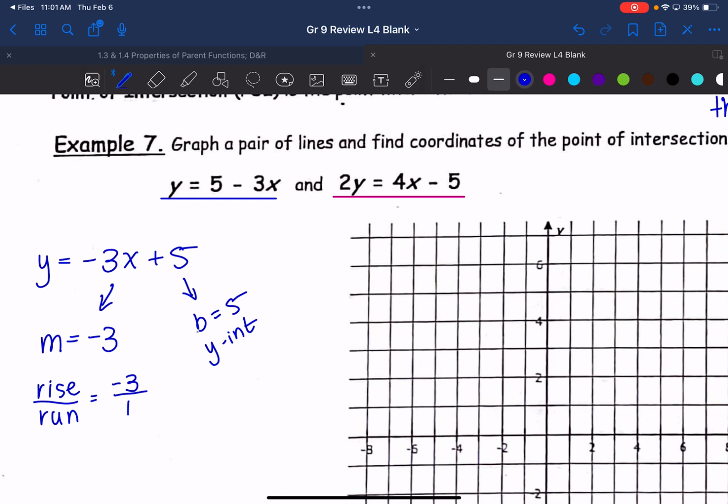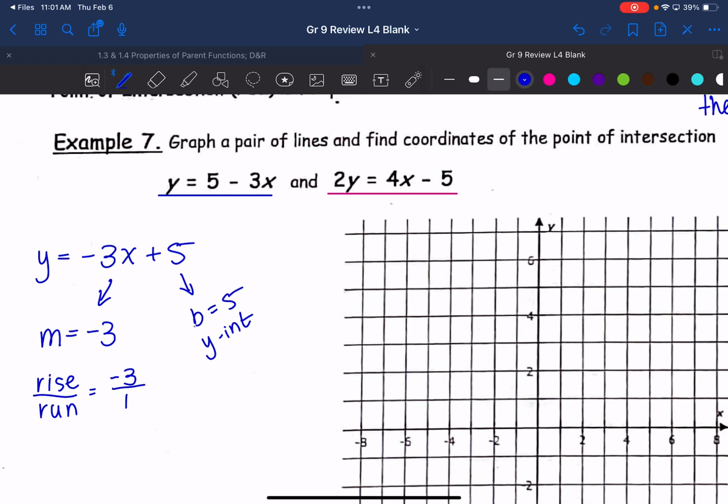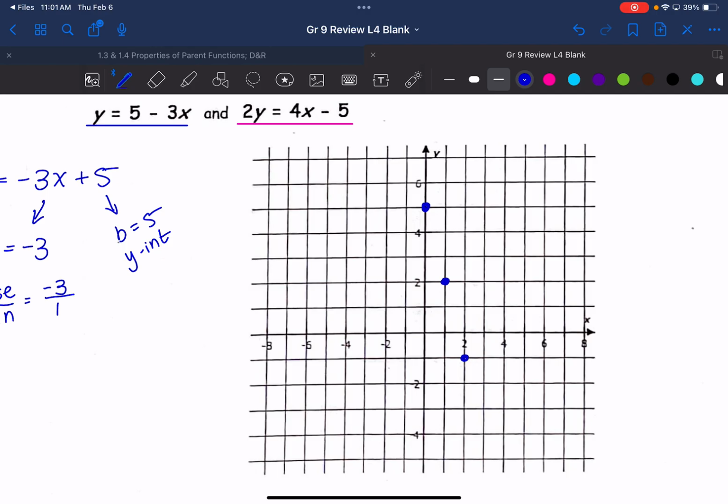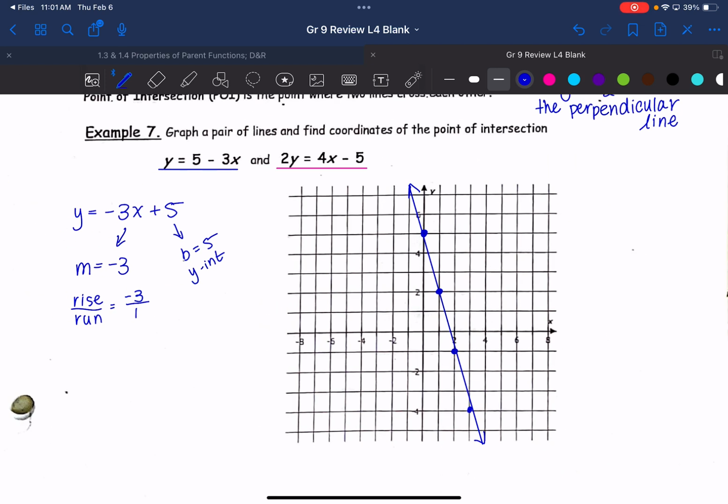I'm just going to go straight into graphing this one. Here's my 5. I know this is my starting point. And this line is negative. It's decreasing, hence the -3. So I'm going down 3 over 1. Down 3 over 1. And I'm going to keep repeating until I run out of room. And you'll see, that's about enough. This is my line. There's my point.